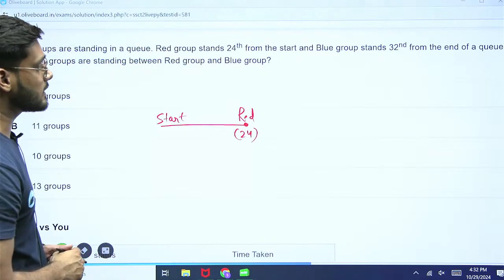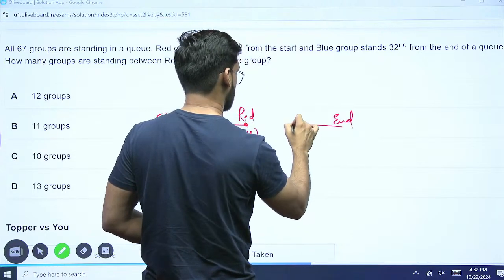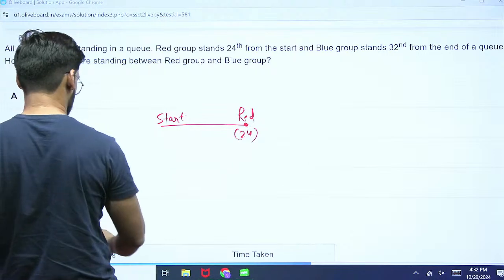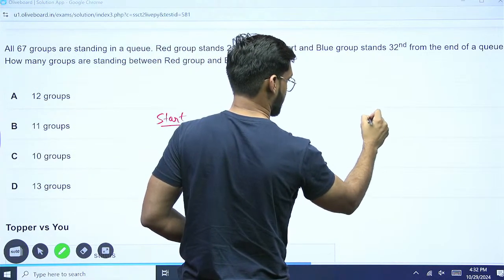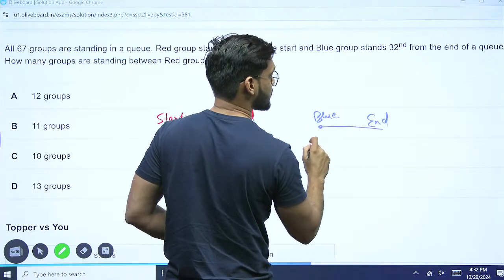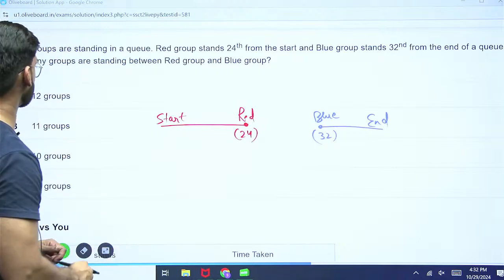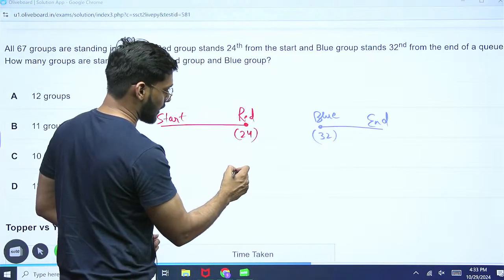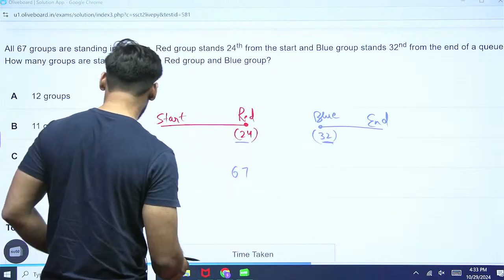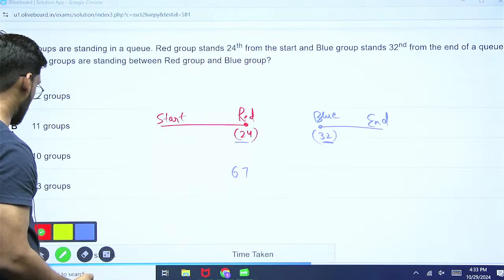And blue group stands 32nd from the end of the queue. And this is the ending. And blue group is this one. Okay, let's mark this blue group with the blue color. This is the ending. This is the blue group, which is standing at the 32nd position. There were 67 in total. It means out of 67, we have covered 24 up to here and 32 up to here. In all, how many have we covered?